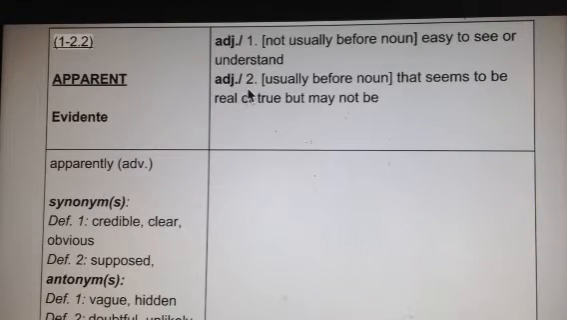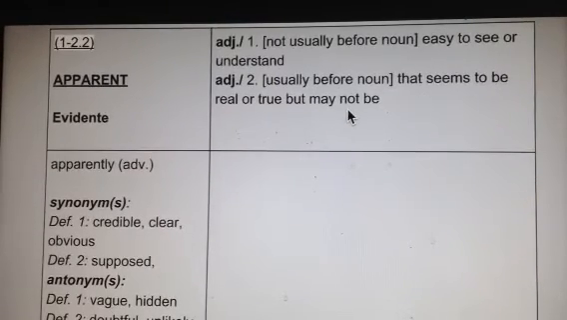In the second definition, apparent is used as an adjective usually before the noun. And when it's used before the noun, then it means something a little bit different. It's a little bit similar to that word so-called. Remember so-called? We examined it in a previous video. Here it means something that seems to be true or real but might not be.